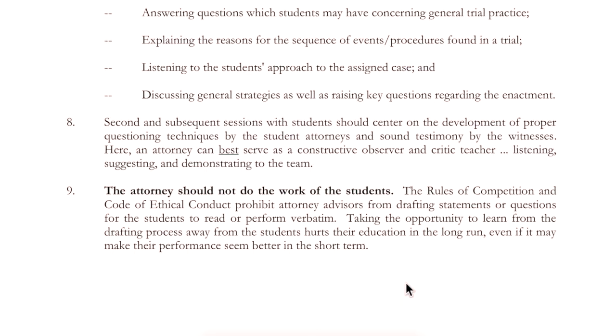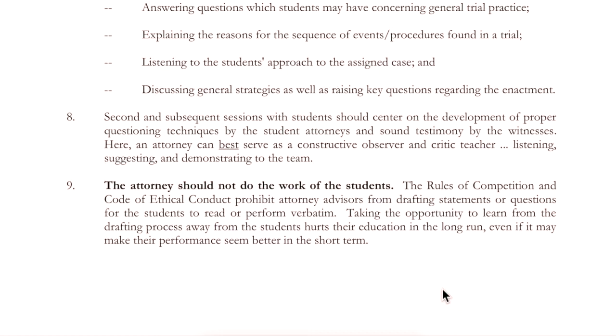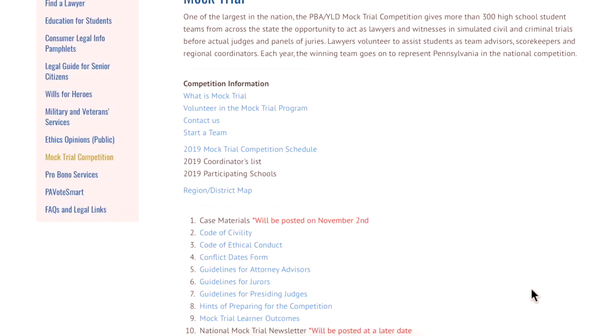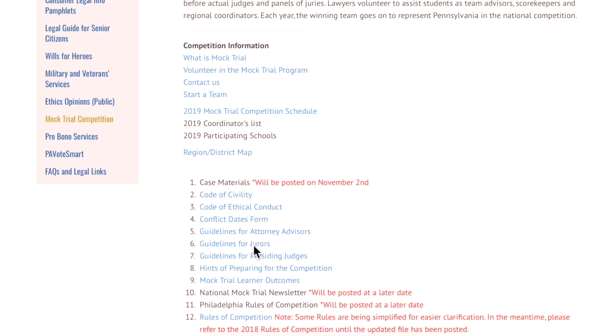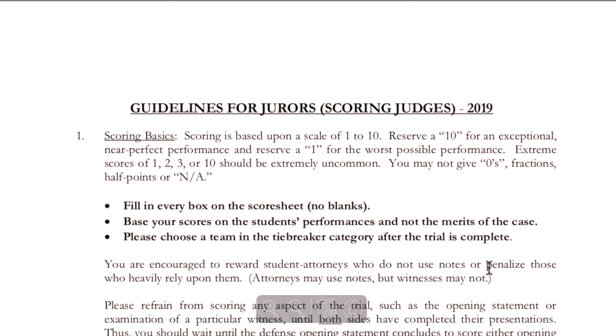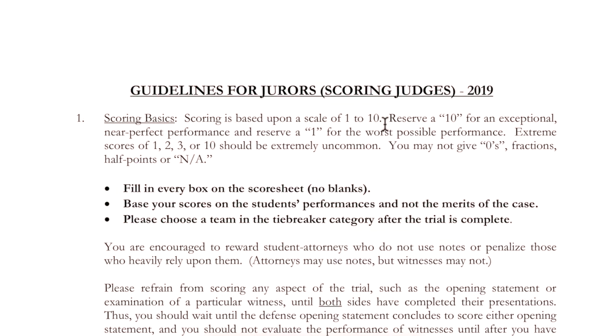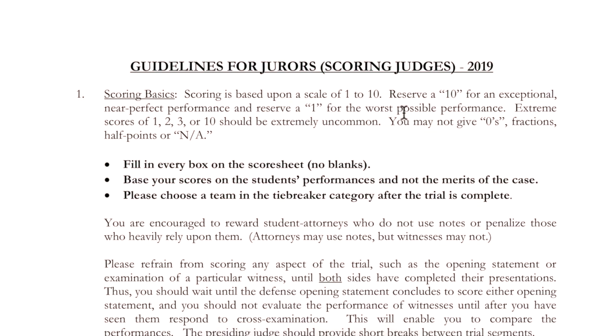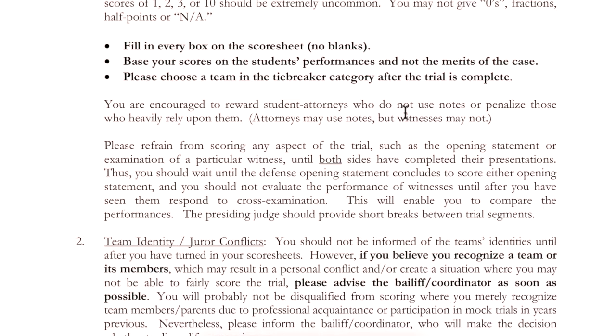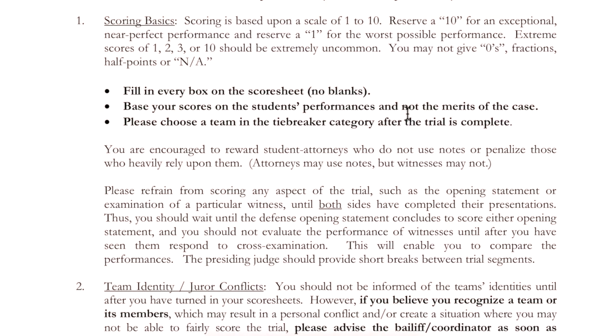Second and subsequent sessions with students should develop proper questioning techniques and testimony of the witnesses, be an observer and critical teacher, listening, suggesting, and demonstrating to the team. Next on the list, number 6, guidelines for jurors and scoring judges. The reason to skim this section is to know how and why the students will be judged. It's always good to know what criteria upon which you're going to be rated.